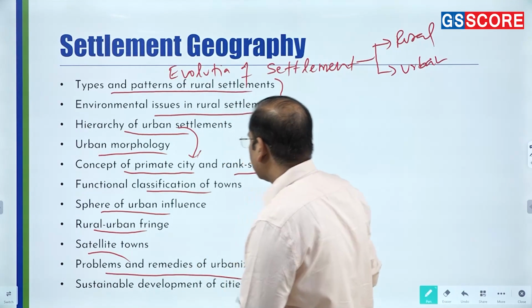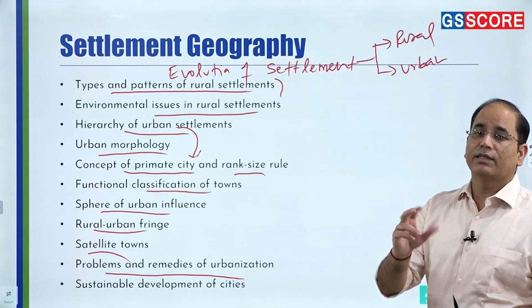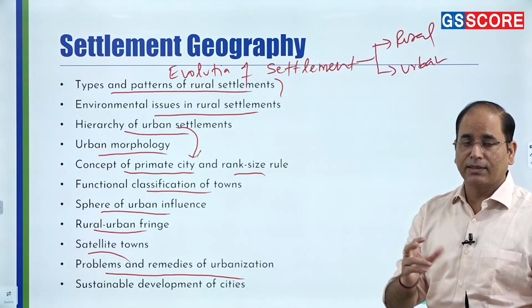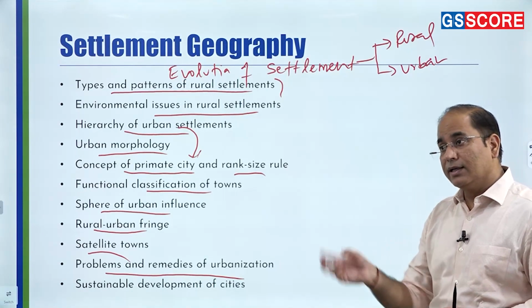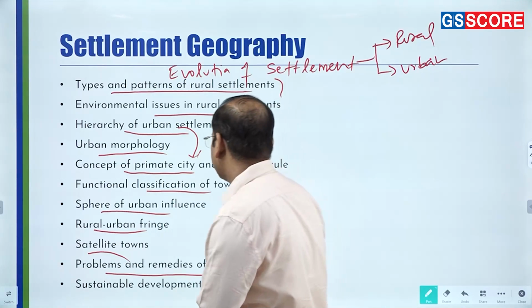Then comes the most important, that is the problems and remedies of urbanization. The very first thing is what urbanization is, the process of urbanization, the characteristics of urbanization, then the problems of urbanization, and then we will look at the remedies of urbanization.